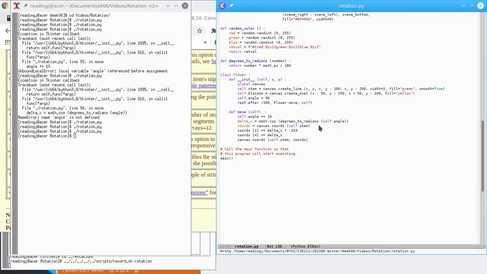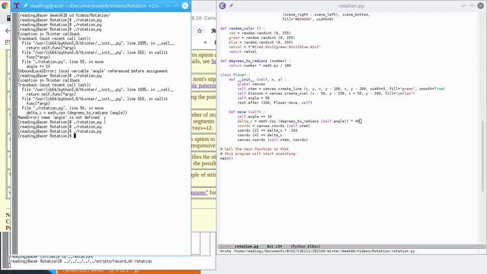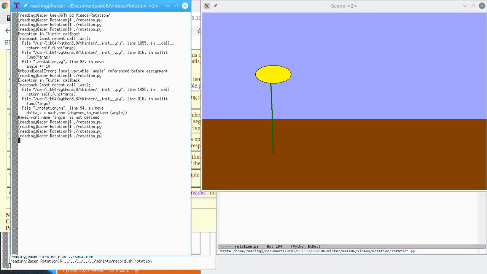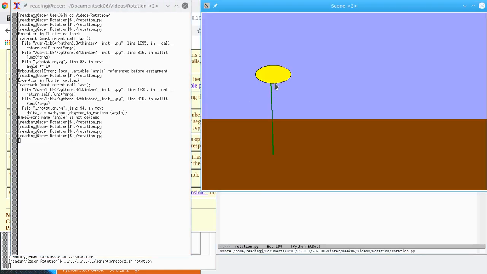Okay, so delta x times, and for the moment I'm just going to hardwire in a 20 in there. It's a number that I picked relative to 200. So that means that at most the flower will move 1/10 of its height. Maybe that's too little. Let's make it 40, so it'll move 1/5 of its height through a full movement. There we go. And it moved before we had a chance to see it because my delay is so short.